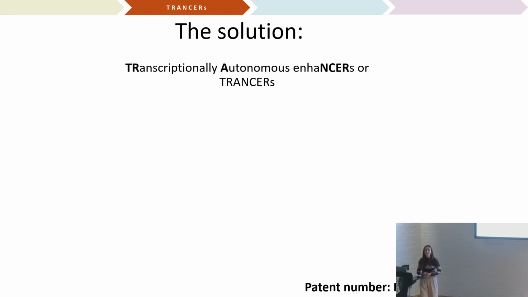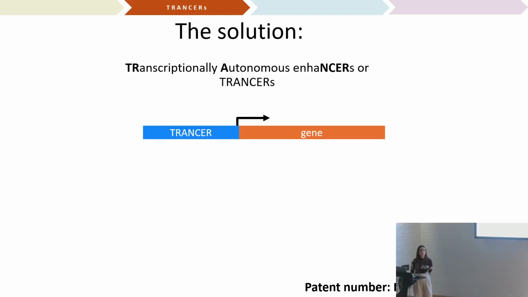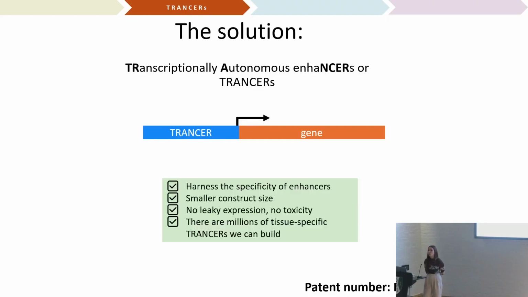This brings me to my PhD thesis, where I've been working on generating transcriptionally autonomous enhancers. What we've done here is to remove the promoter altogether and harness the specificity from the enhancer. This makes the construct significantly smaller because we don't need the promoter. There's no leaky expression and therefore no toxicity. And there are millions of cell-type specific enhancers in the human genome alone, which means that we can make as many of these as we want.